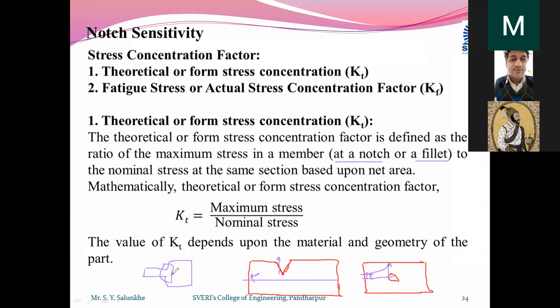So that stress value to the normal stress value, that is the stress in the rest of the material or rest of the geometry, if you take that ratio, it is known as the theoretical stress concentration. So maximum stress over the normal stress will be the theoretical stress concentration. This KT value depends upon the material and geometry of that part, right?